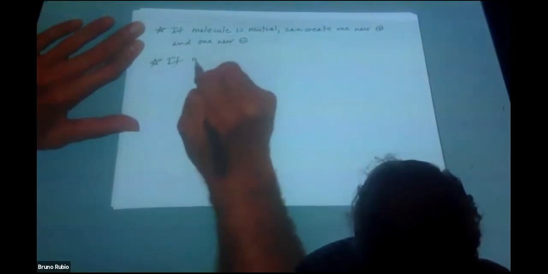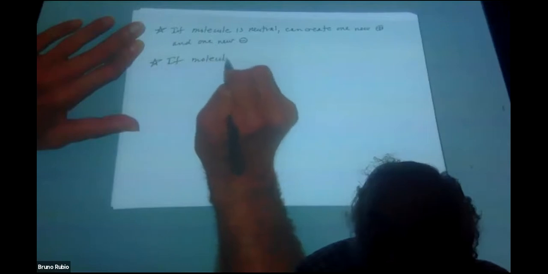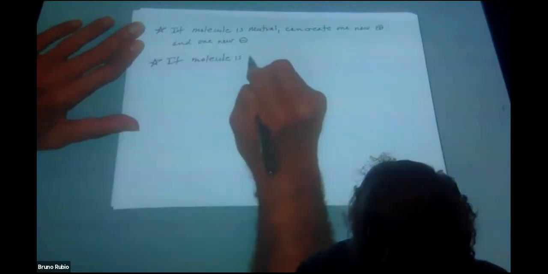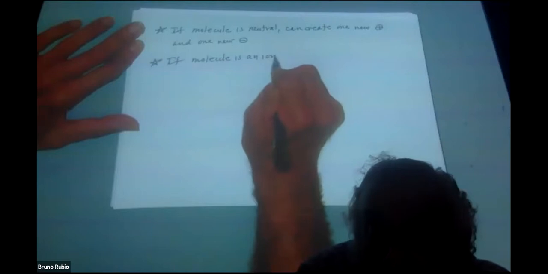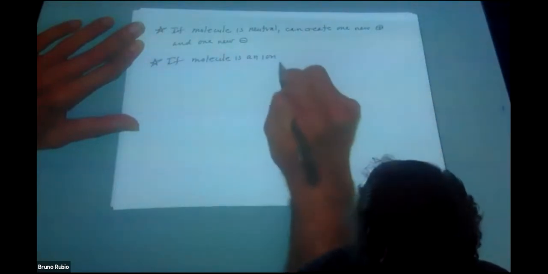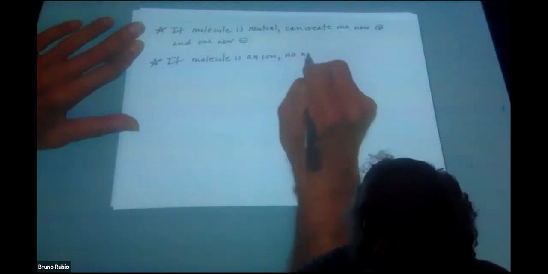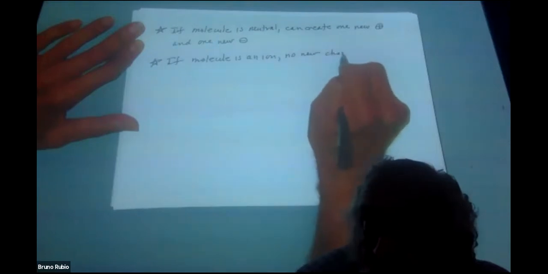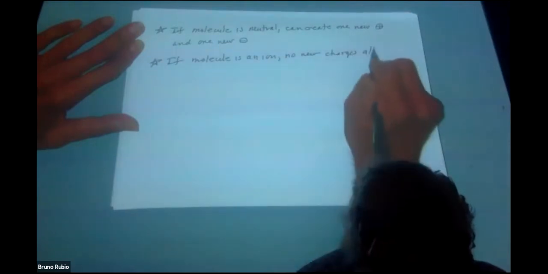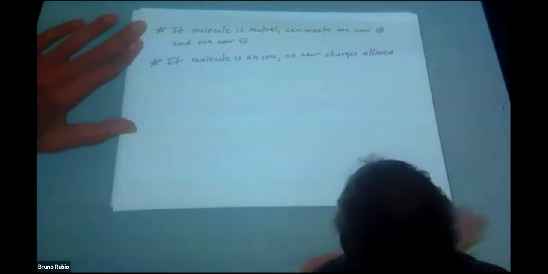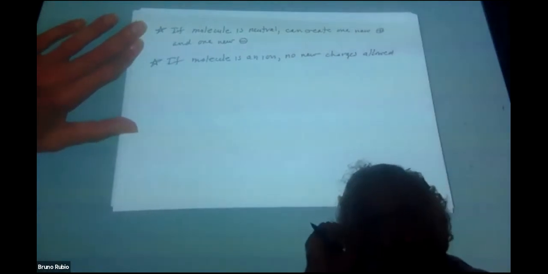Okay, couple more rules here. If the molecule is an ion, if there's already a negative charge or a positive charge on there, no new charges are allowed. You can't write a resonance structure that has an arbitrary number of positive charges or negative charges. That's just too high energy a situation. Okay, one more rule.